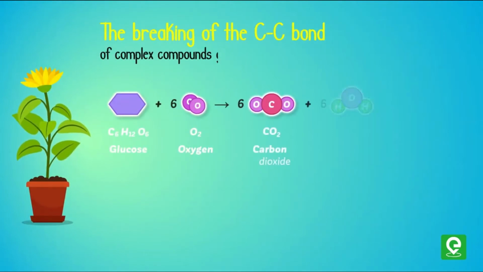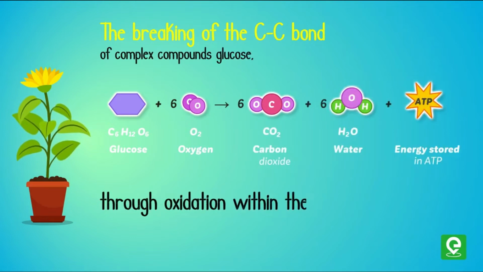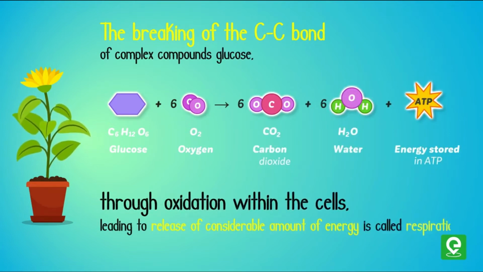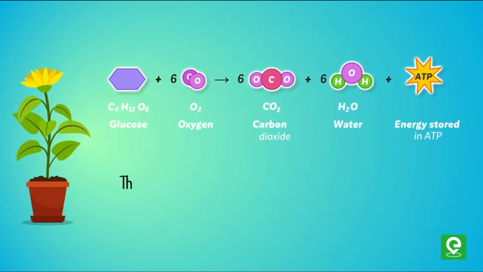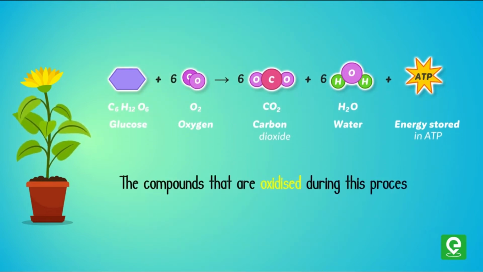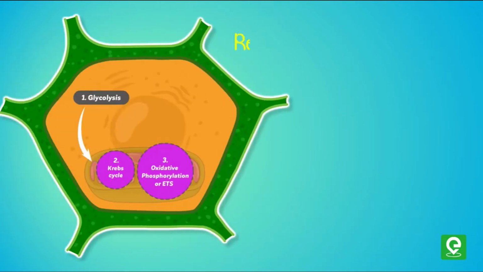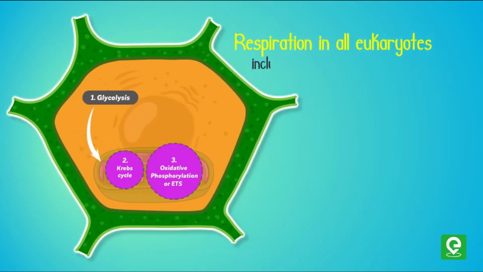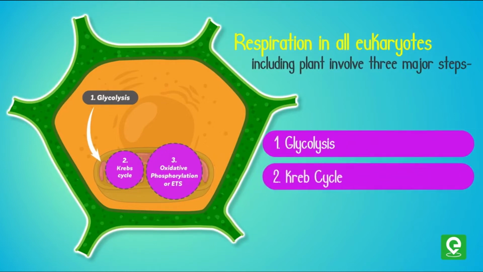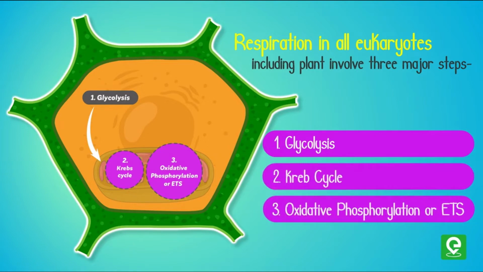The breaking of glucose through oxidation within the cells, leading to release of a considerable amount of energy, is called respiration. Oxidized compounds are called substrates. Respiration in plants involves three major steps: glycolysis, Krebs cycle, and oxidative phosphorylation.